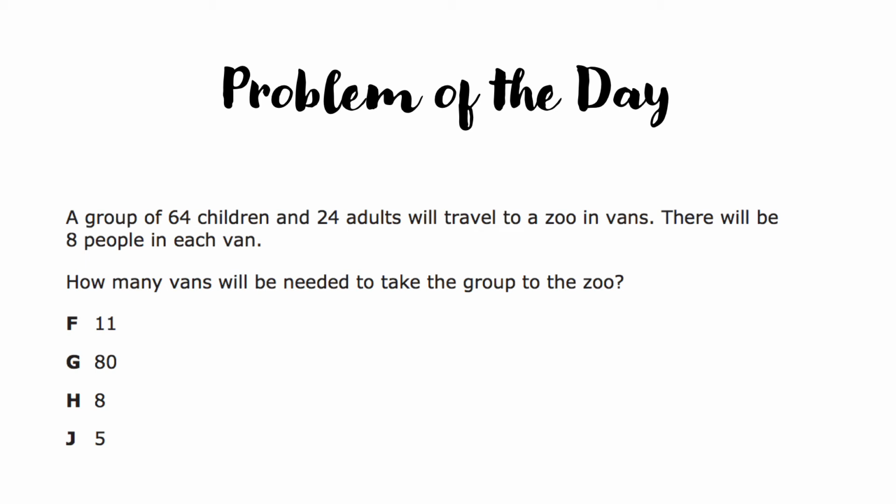So we have part 2. We have 88 people, and now these 88 people, let's go ahead. This is a total of 88, and these 88 people have to be distributed into vans. 8 can go in one van, 8 can go in another, and another, and another, and another. So we're trying to figure out how many groups of 8 am I going to need.